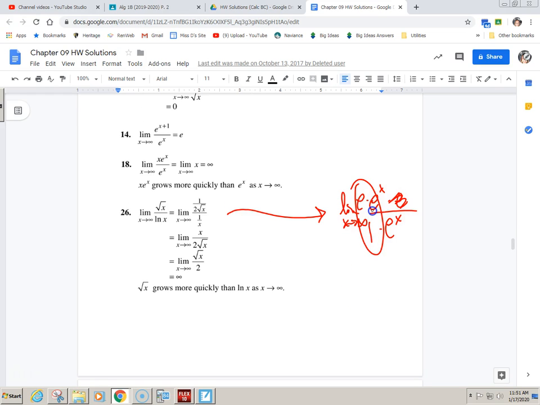Okay, number 18. e to the x is just reduced. My limit is infinity, so isn't the top guy growing faster? Right? Or the bottom guy growing slower? They give that to you in the statement. Number 26.